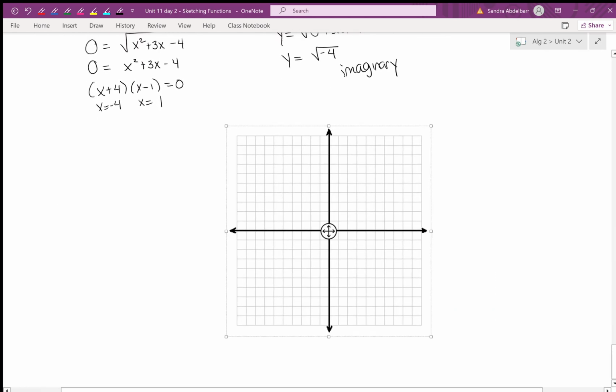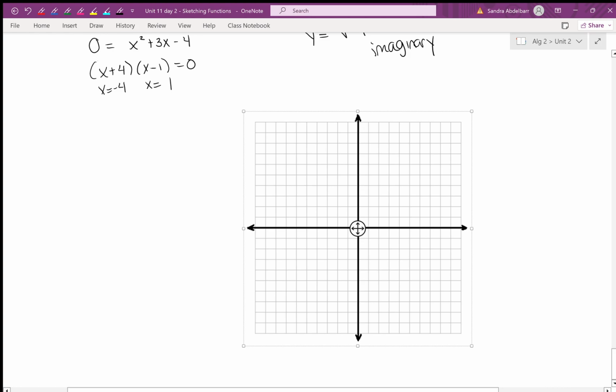Okay, so where do you think I'm starting off plotting? The x-intercepts. We're going to start off by plotting the x-intercepts. So we're at 1 and -4. Do we agree we have shooting stars? Yeah, because of the square root, we know we have shooting stars.